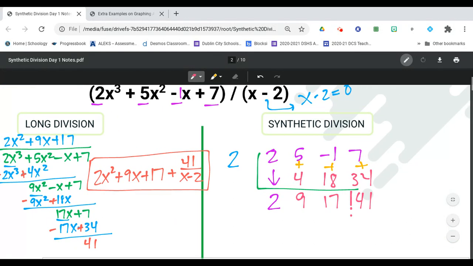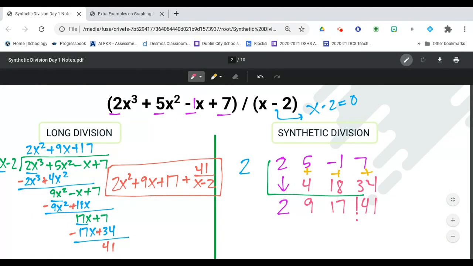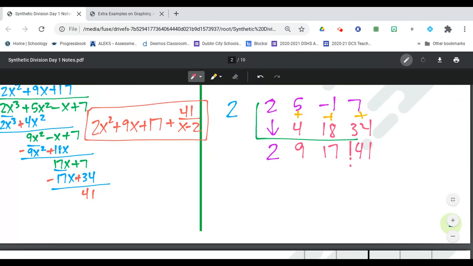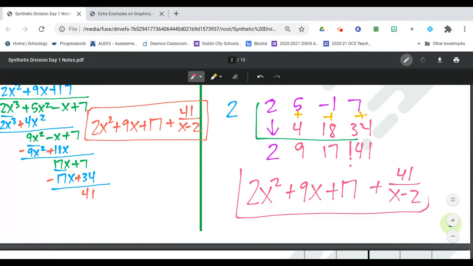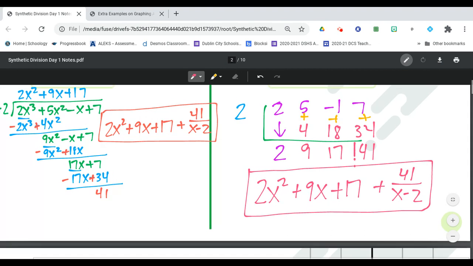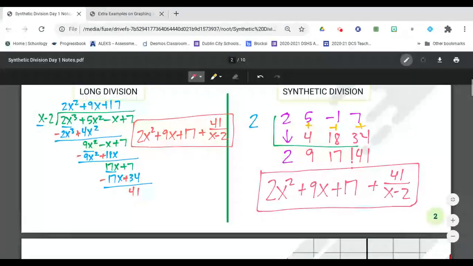And because we had a cubed function originally, and I divided out an x of 2, I have now made it a quadratic. So I'd write 2x squared plus 9x plus 17 plus my remainder over what I divided by. Notice, either way, I still get the same answer. We're going to stick with synthetic division for this course just because it's a little bit quicker than long division, a lot less steps to do.